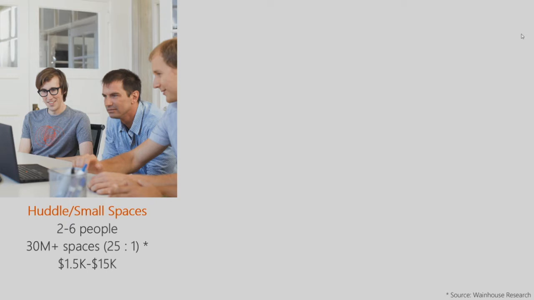The first we call huddle space or small space. These are generally 2 to 6 people. On average, these are 25-to-1 employees to room ratio in a typical company. So there's a lot of these, and especially as the workforce gets younger, they have a different way of working. They're not used to the private office and kind of being secluded away from everyone. It's a more open, collaborative environment.